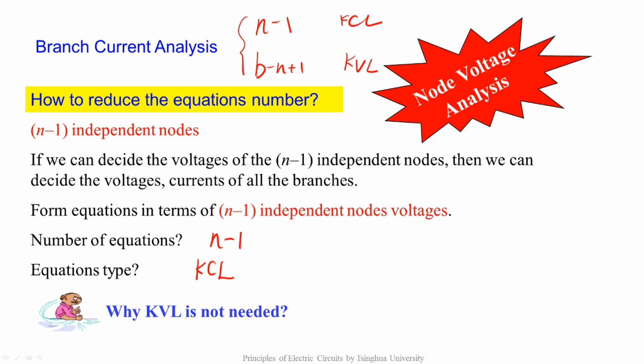Why don't we need to write KVL equations? Unlike the branch current analysis, which needs both the KCL equations and the KVL equations, why does the node voltage analysis only need KCL equations? Okay, let me explain it briefly. According to the uniqueness of the potential in the electrostatic field, we can prove that the KVL equations are satisfied automatically when using the node voltage analysis.